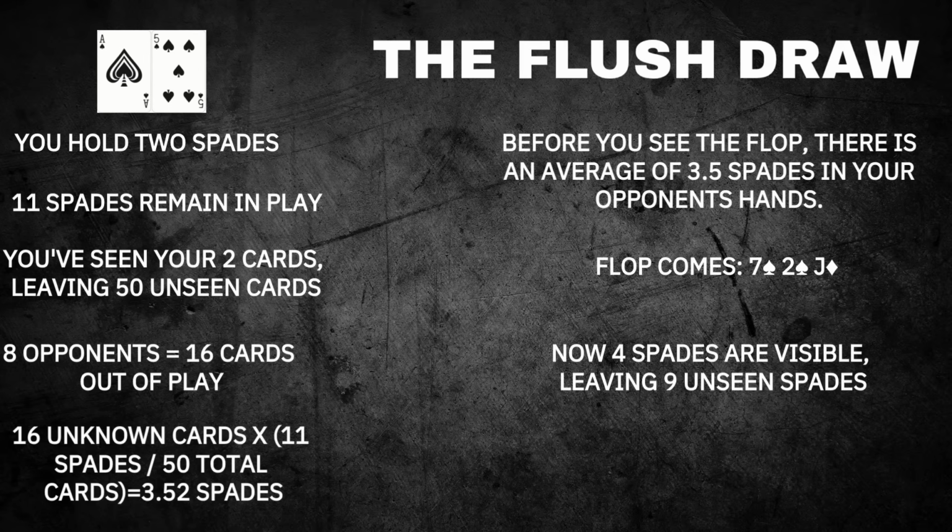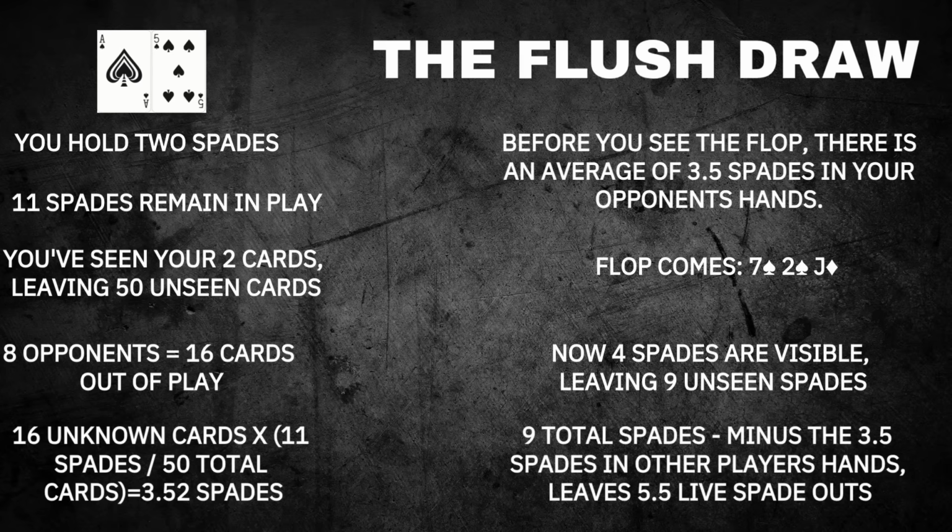Now you have 4 spades visible, the ace of spades and the 5 of spades in your hand, the 7 of spades and the 2 of spades on the board. That leaves 9 theoretical outs. 13 minus 4 equals 9 spades still in the deck. But remember, you already estimated 3.5 are in other players' hands. So, 9 minus 3.5 leaves 5.5 live spade outs. This is the true equity picture.